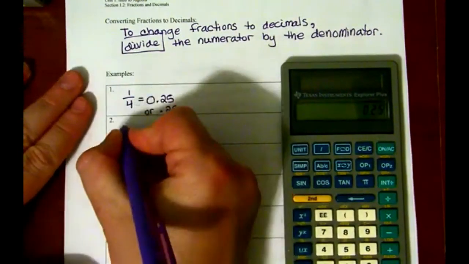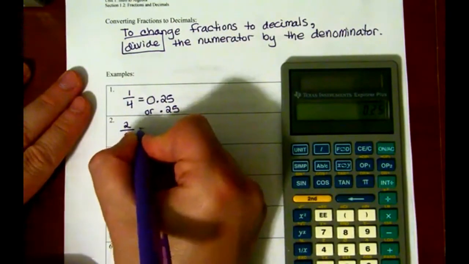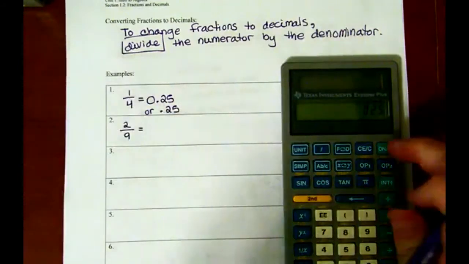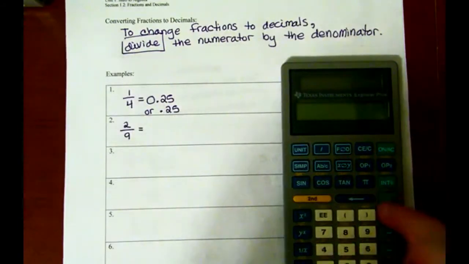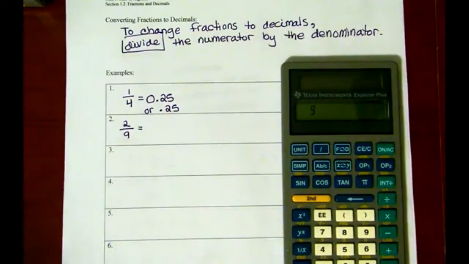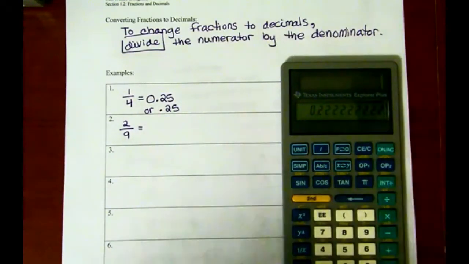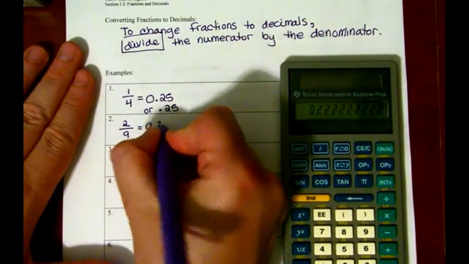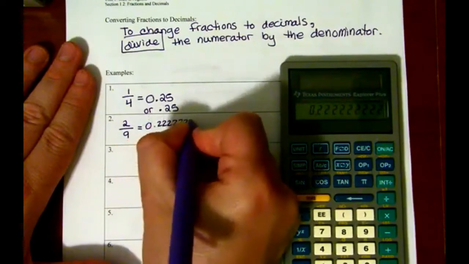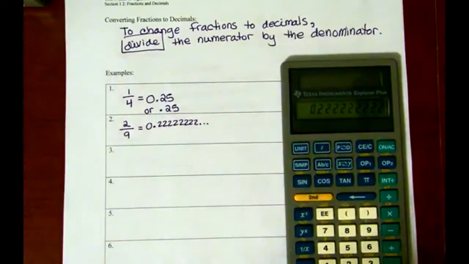Next problem. I'd like to take a look at 2/9. Go to your calculator and type in 2/9. And something a little weird should happen here. What strange thing happens? Well, when you do 2 divided by 9, you've got a whole lot of 2's there. 0.22222222, and so on. And it keeps going. And if my calculator didn't stop after this 2, there'd be even more 2's.